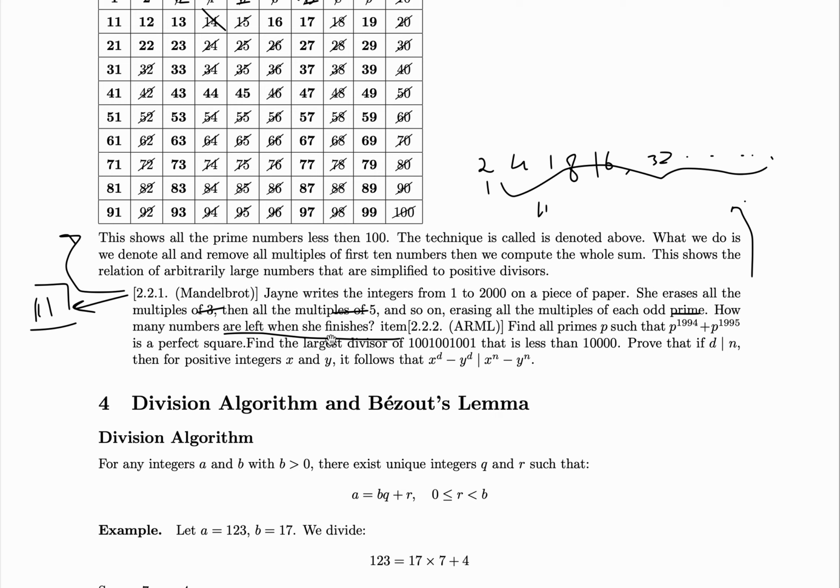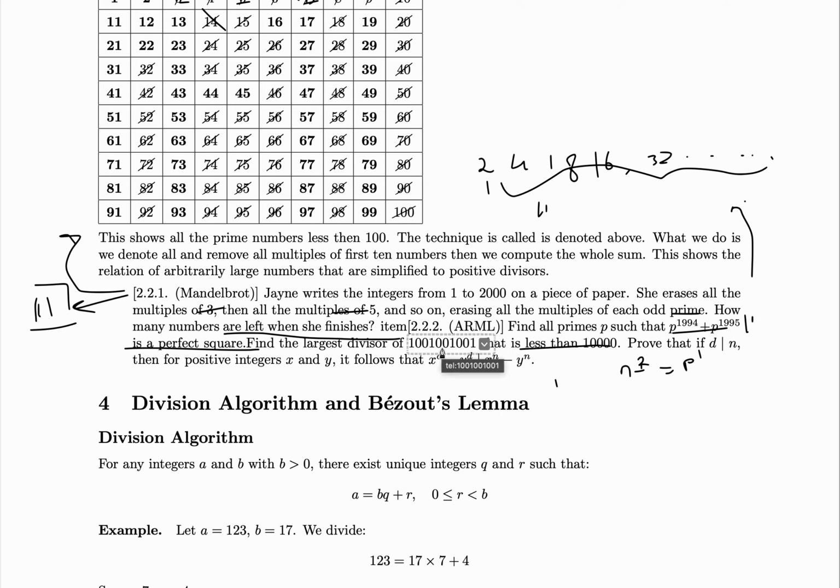Now for number 2, find all primes p such that p to the 1994 plus 1995 is a perfect square. This comes from the idea that all those primes are in the form of p. We can actually factor those, such that, let's say, n squared is equal to this number. If we can factor this out and find some congruent value, we can find the value of p. Now find the largest divisor of n that's less than 10,000.